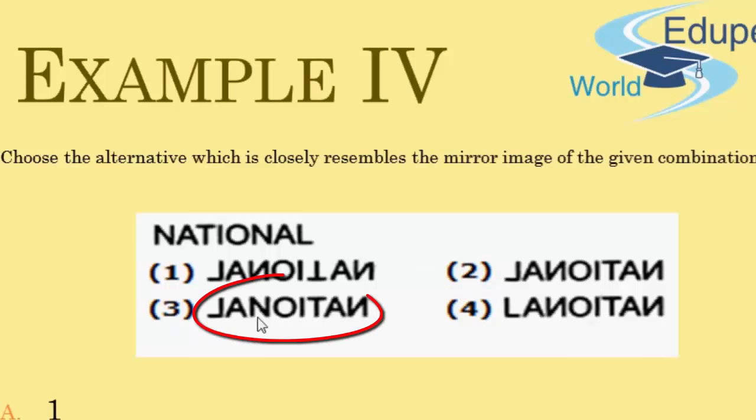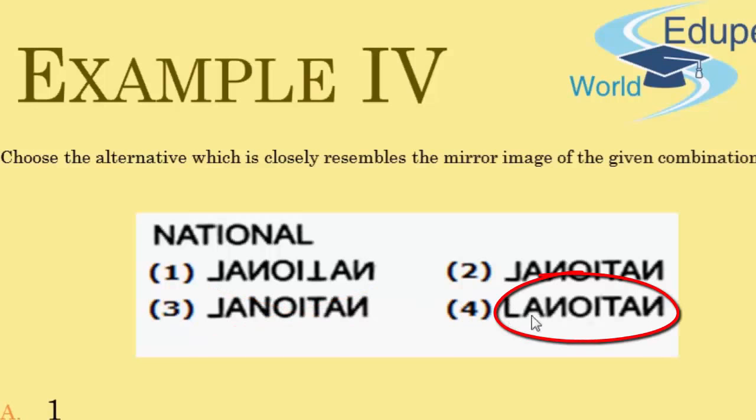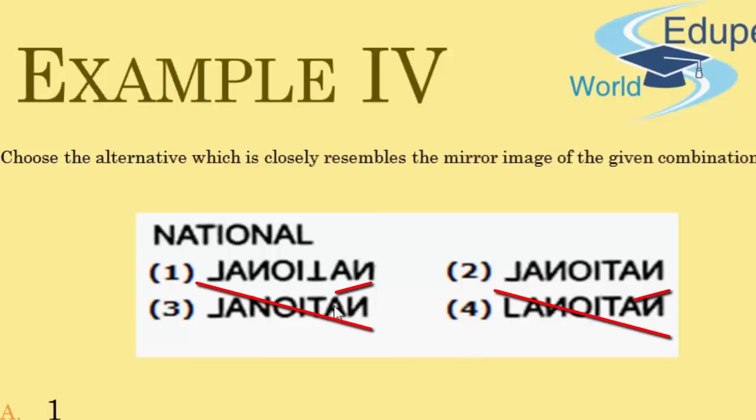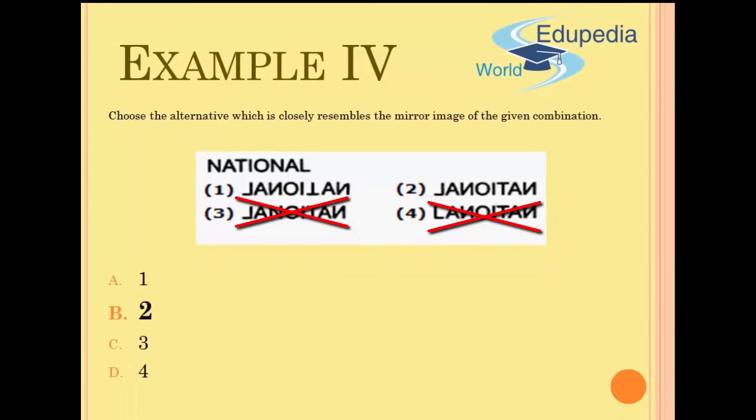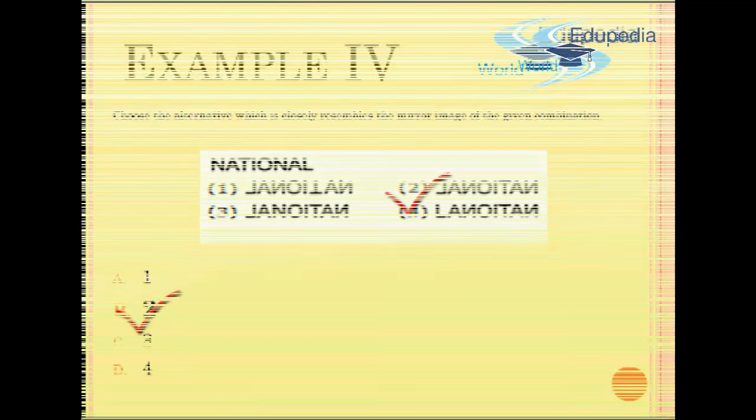In option 3, if you see the N between A and O, it is the same as the N in the original image. It has not been inverted. So I have to eliminate option 3 since this N should have been inverted. And in option 4, L is also the same, whereas L should have been inverted about the y-axis and it should have been flipped the other way around. So I can eliminate options 3 and 4 and option 2 will be the correct answer choice since it satisfies all the criteria. So it's really that simple, friends.